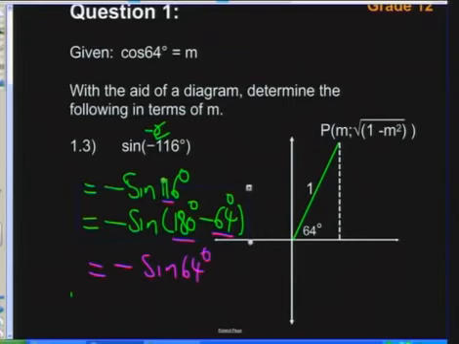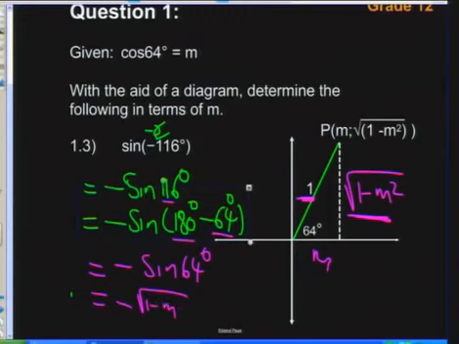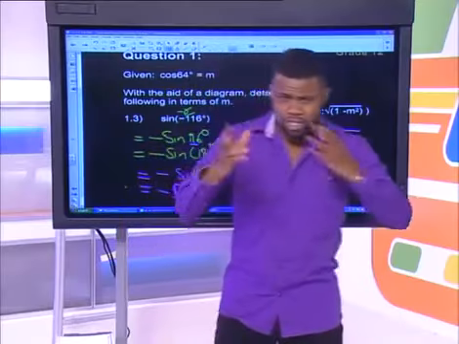Our diagram from the first question had the side 1 minus m squared, and here we have m. So sine is opposite over hypotenuse. Sine is opposite over 1, which is minus the square root of 1 minus m squared over 1. Okay, good. I hope you understand this, guys. This is beautiful mathematics. This is fantastic.